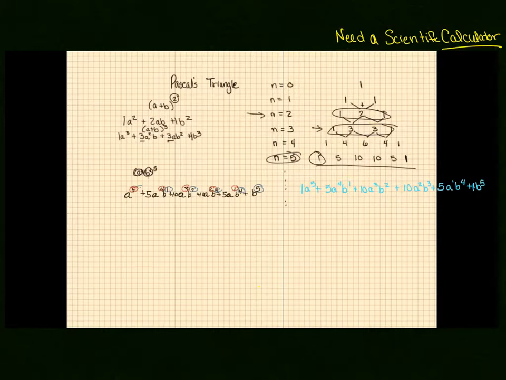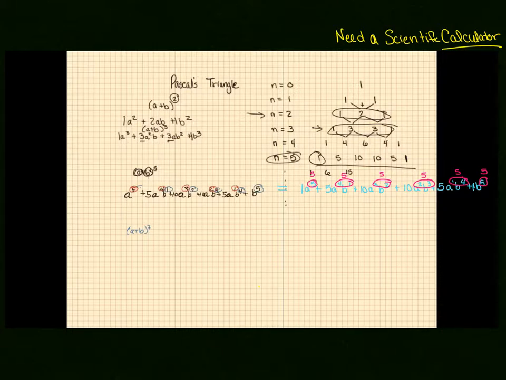So let's say I want to do a plus b to the 7th power. This is one of the problems they ask for in the book. If I'm going to do this, I've already got 5 done on Pascal's triangle, so I'm just going to write it out a little further. It'll make it easier.